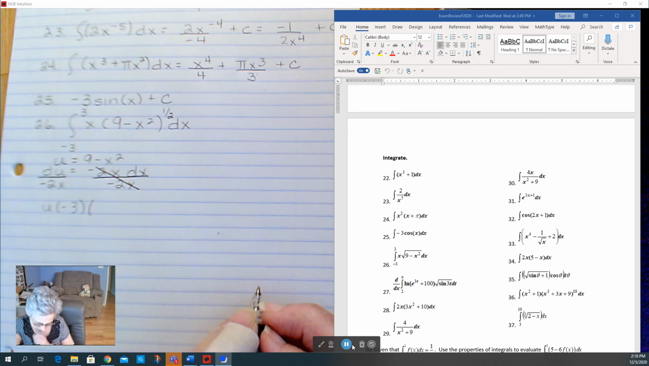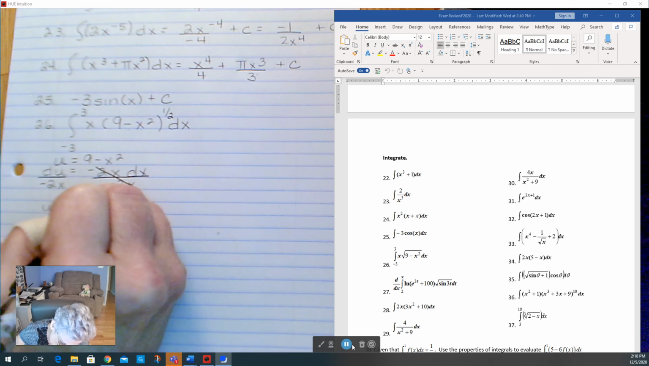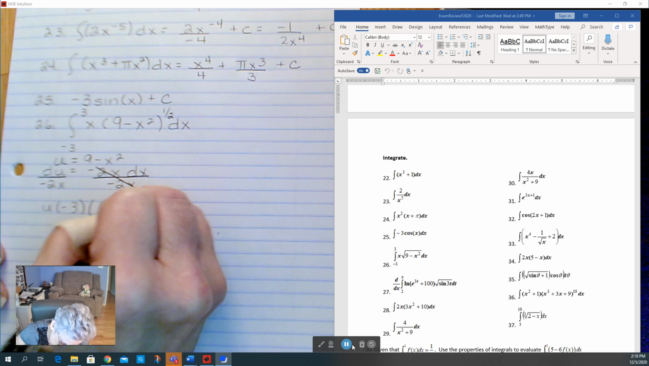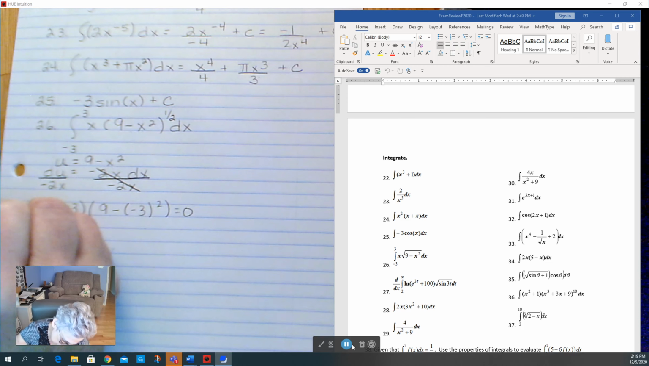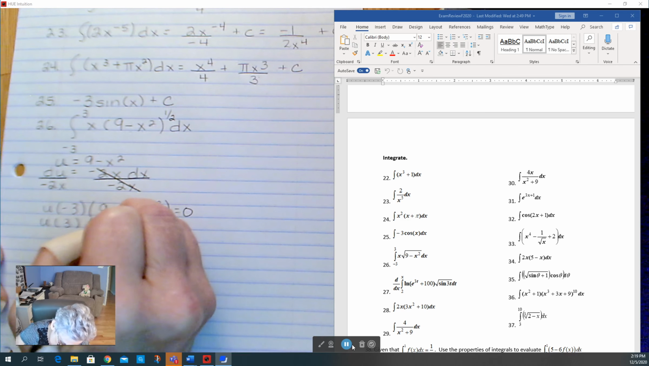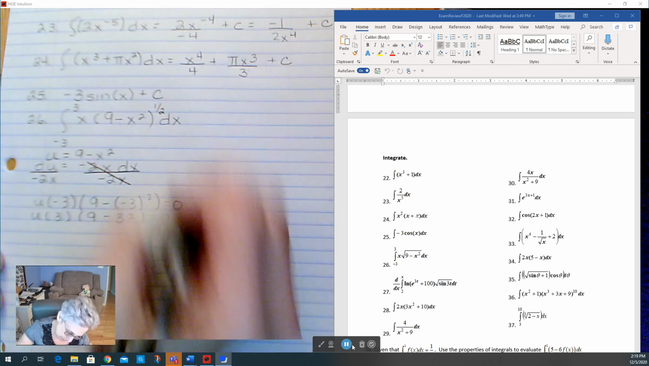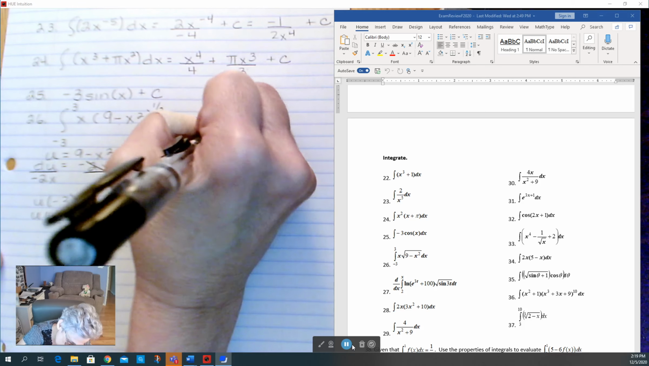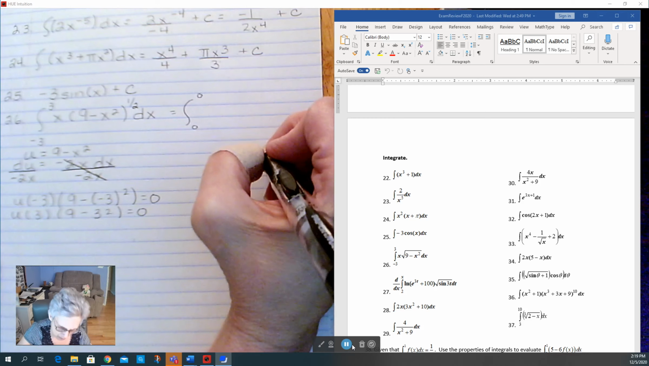So I have U is equal to -3. So 9 minus -3 squared, which is 0. And U of 3 is equal to 9 minus 3 squared, which is 0. So what I have here is the integral from 0 to 0.